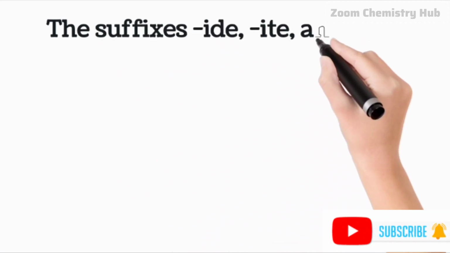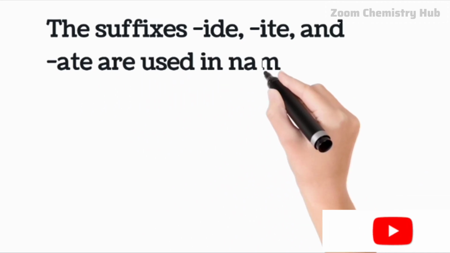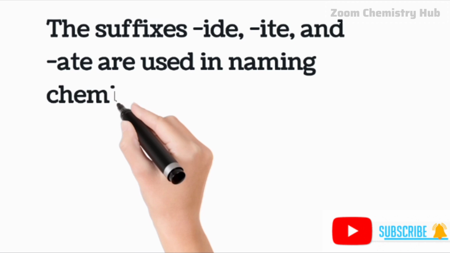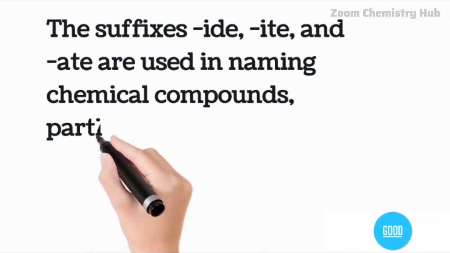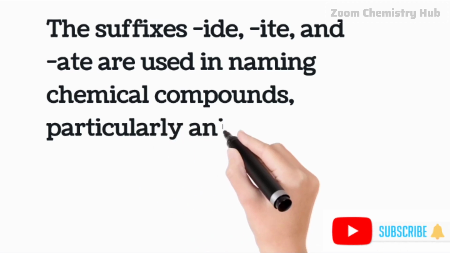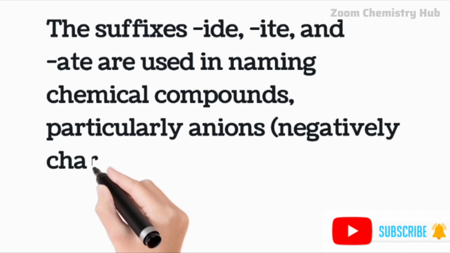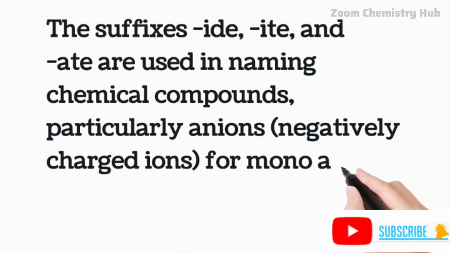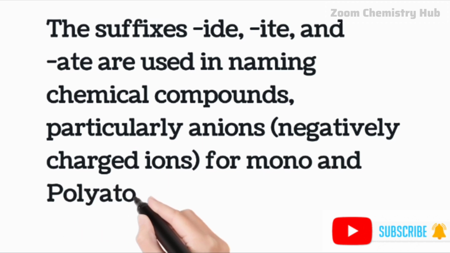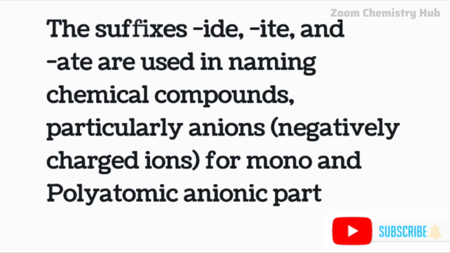The suffixes IDE, ITE and ATE are used in naming chemical compounds, particularly anionic or negatively charged ions, for the mono and polyatomic anionic part of the ionic compound.